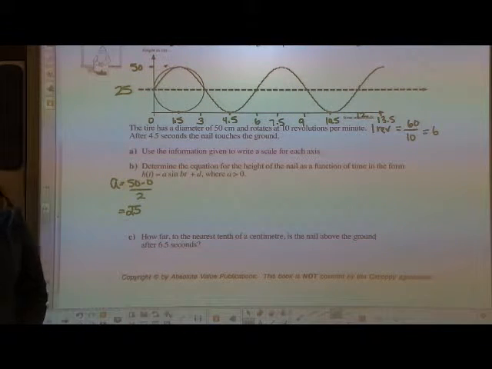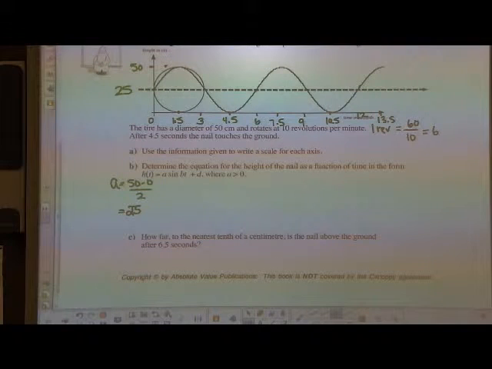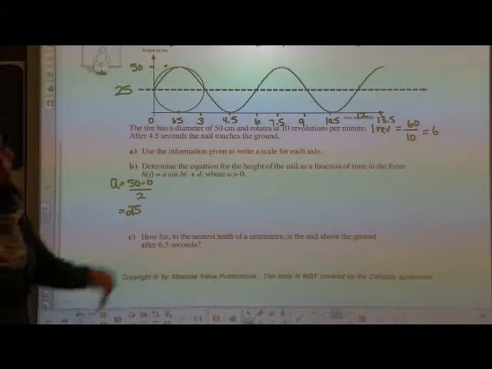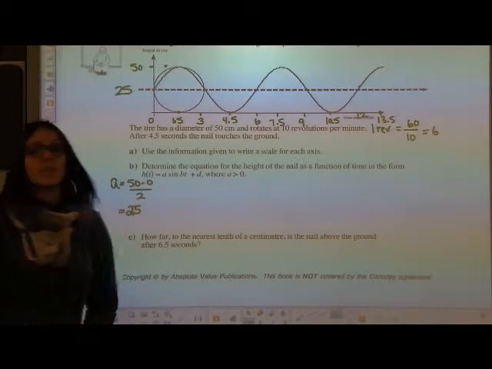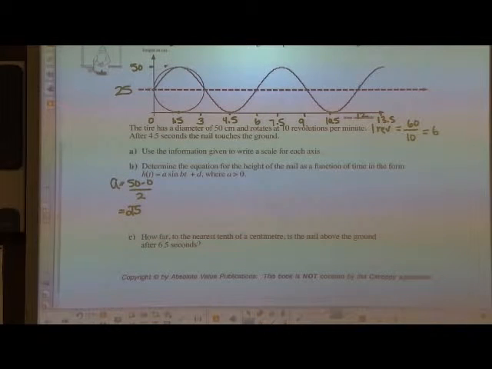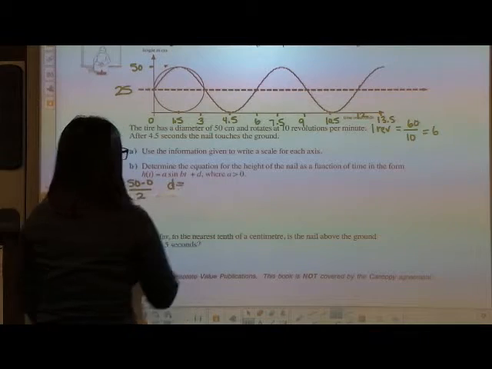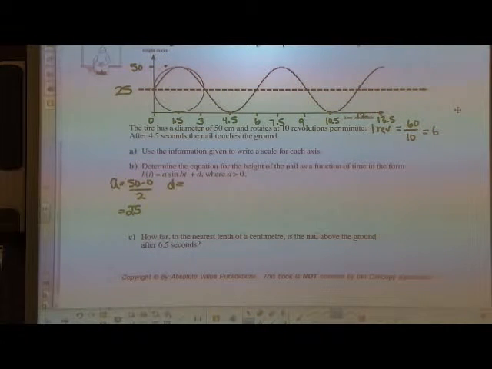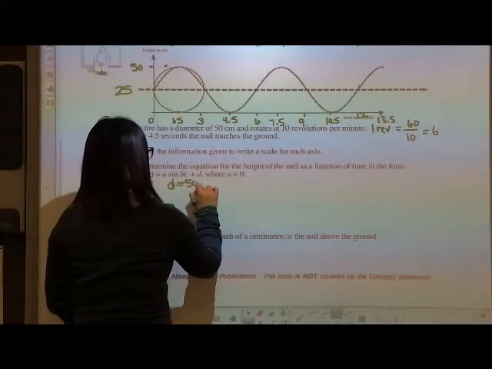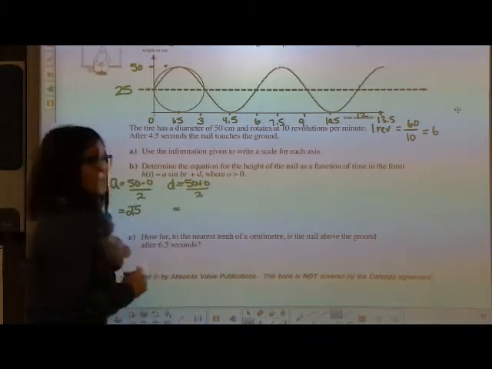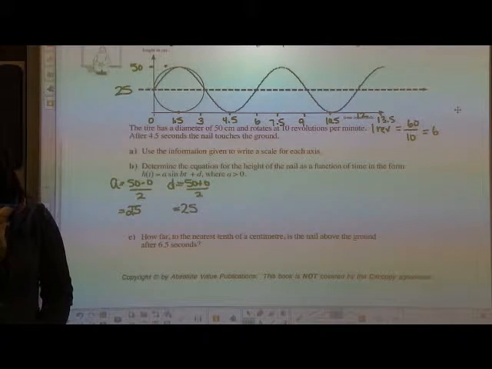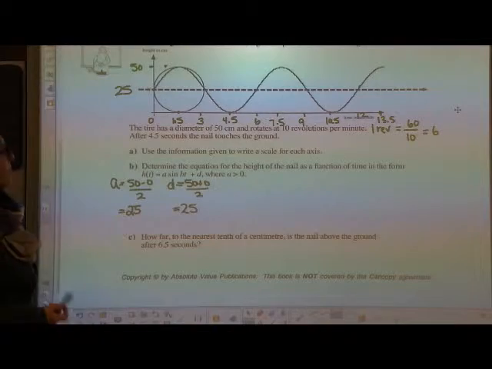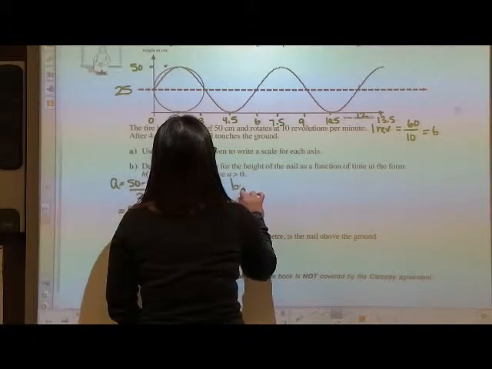Does that make sense if I look at the picture? Does 25 for an amp seem right? Is that the measurement from the midline to the maximum? Okay. Do you want to do B or D first? D? So how do I calculate D? Maximum plus minimum divided by 2. So 50 plus 0 divided by 2 is 25. Does that seem like the appropriate midline? Yeah. Okay. So now I'm left with B.